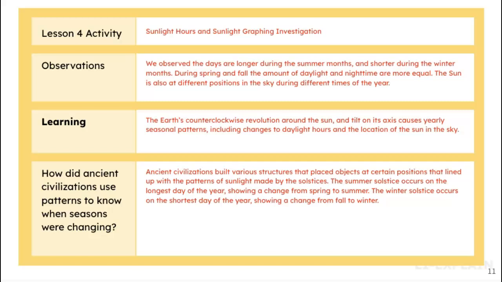From the discussion, students should understand that ancient civilizations built various structures that place objects at certain positions that line up with the patterns of sunlight made by the solstices. The summer solstice occurs on the longest day of the year, showing the change from spring to summer. The winter solstice occurs on the shortest day of the year, showing a change from fall to winter.